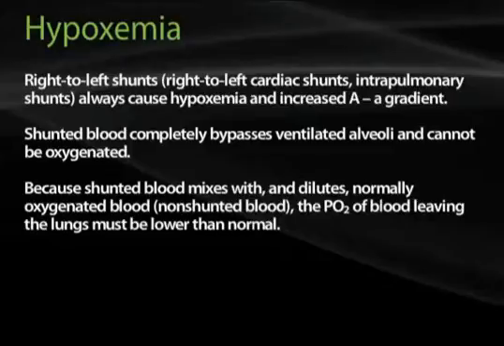Right to left shunt is our final cause of hypoxemia. This could be a right to left cardiac shunt or an intrapulmonary shunt, as in the case of lobar pneumonia. They always cause hypoxemia and they always cause an increased AA gradient. The shunted blood completely bypasses ventilated alveoli and can never be oxygenated. And this shunted blood mixes with and dilutes the normally oxygenated blood. So the PO2 of the blood leaving the lungs must be lower than normal.